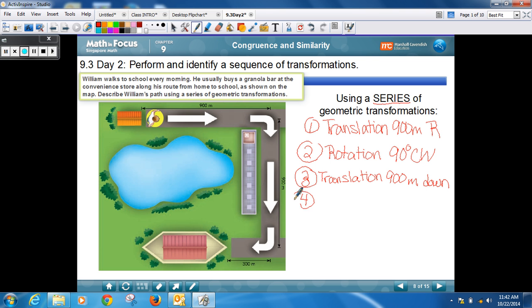Our fourth thing would then be that he is faced this way. He has to turn to make the corner. So again, we have a rotation of 90 degrees clockwise. And finally, he's going to take the last few steps and he's going to do a translation of 300 meters to the left. That's our series because there's more than one transformation happening.